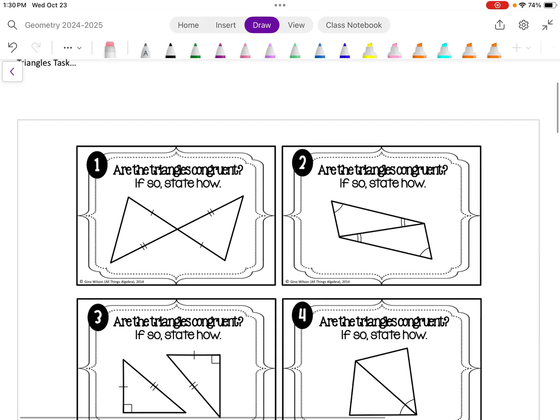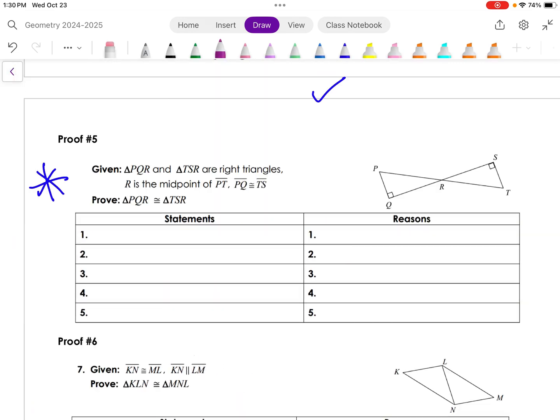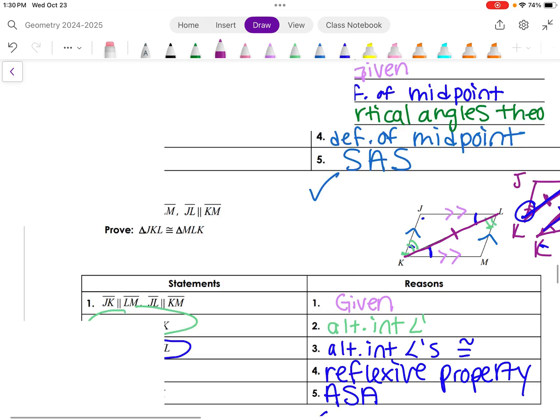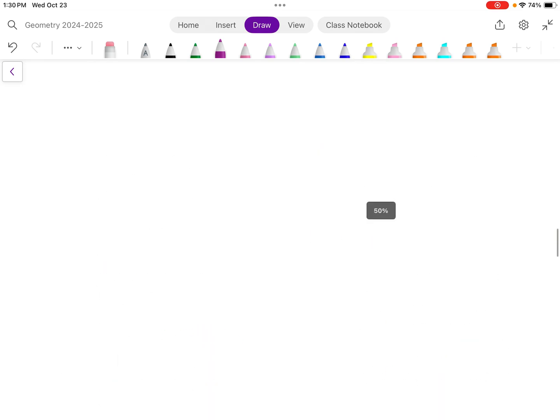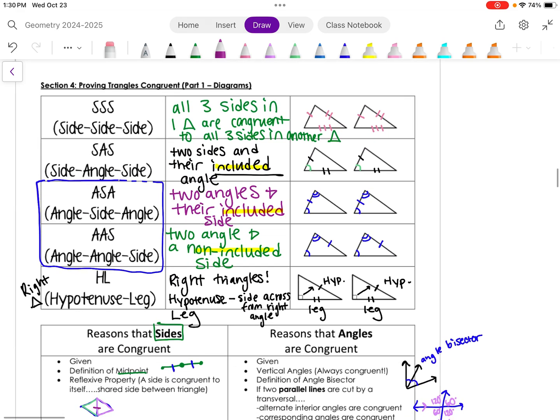So we are going to prove triangles to be congruent. Remember, on Tuesday, we went over the 5 ways that you can prove triangles to be congruent. Side, side, side; side, angle, side; angle, side, angle; angle, angle, side; and hypotenuse, leg.